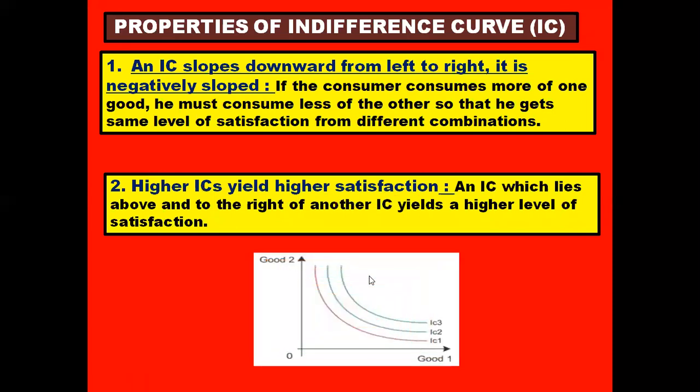Higher indifference curves yield higher satisfaction. An indifference curve which lies to the right and above another indifference curve gives a higher level of satisfaction. That is, here IC3 gives the maximum satisfaction, that is, the highest satisfaction. IC2 is less than IC3, and IC1 is the lowest level of satisfaction. So a higher indifference curve yields higher satisfaction.